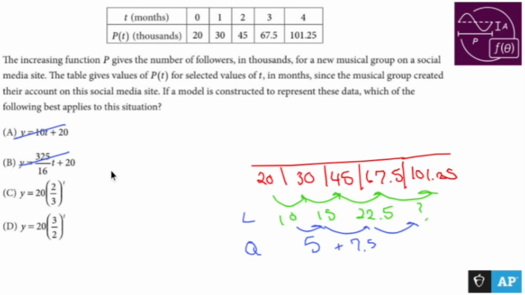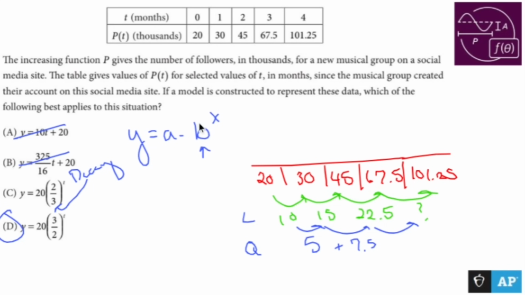What you need to understand about an exponential function is that exponential functions look like this. The most important part being that b right there. That b tells you what you multiply by every time to get from one number to the next. So I'm either going to multiply 20 by 2/3 to get 30, or I'm going to multiply 20 by 3/2 to get 30. Well, if I multiply 20 by 2/3, I'm actually getting a smaller number because this represents exponential decay. Remember, if your b is in between 0 and 1, it's exponential decay. So the only one that makes sense here is D because this represents exponential growth.